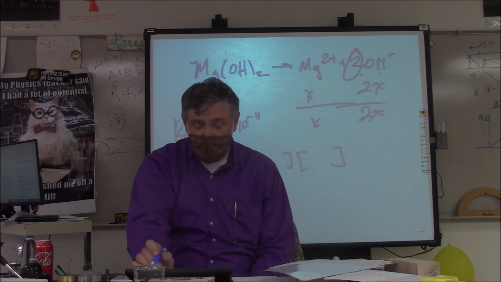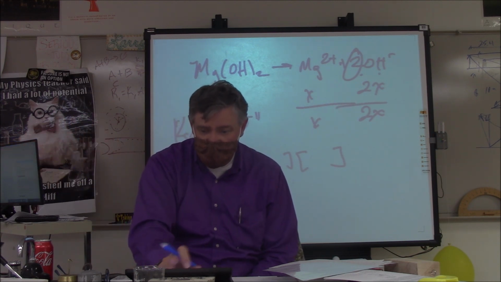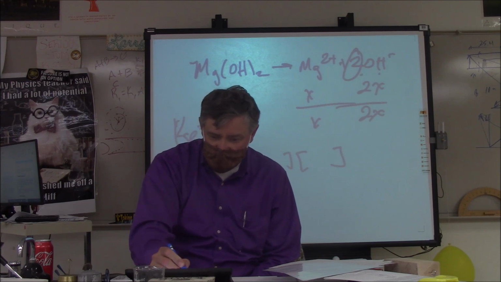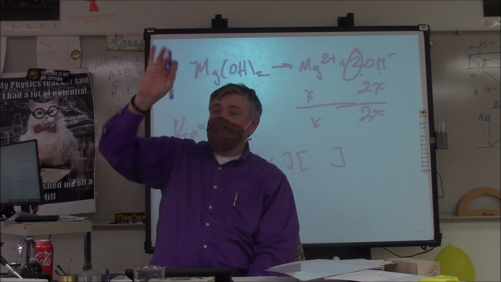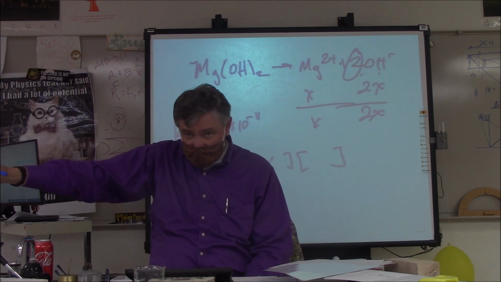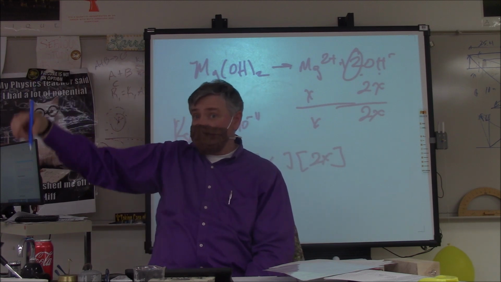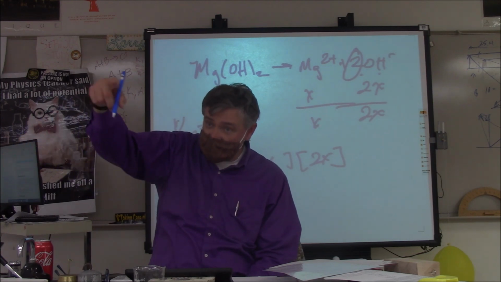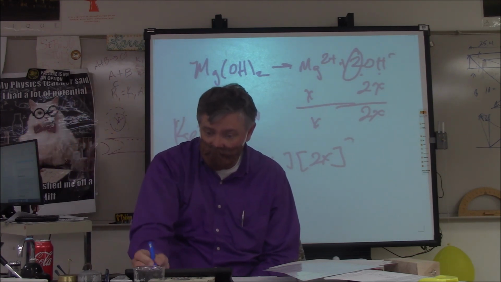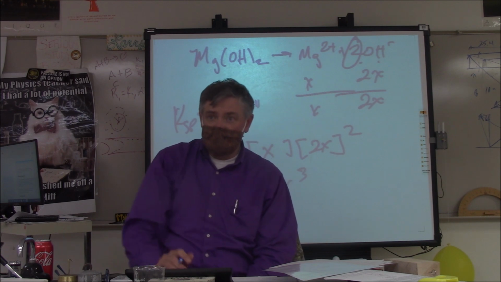So when you write out that ICE chart, you're going to have X and you're going to have 2X. This is going to be your magnesium ion concentration at equilibrium, which is X. But what's the concentration of your hydroxide ions? 2X. But what's going to happen to that 2X concentration? It's going to get squared because there's a coefficient 2 in front of it. So what you're going to end up with is your Ksp is going to equal 4X cubed.